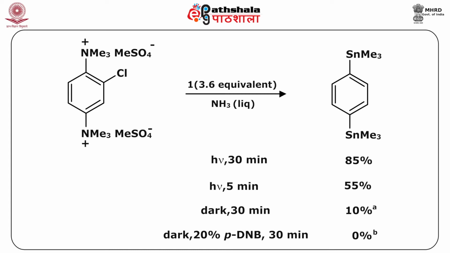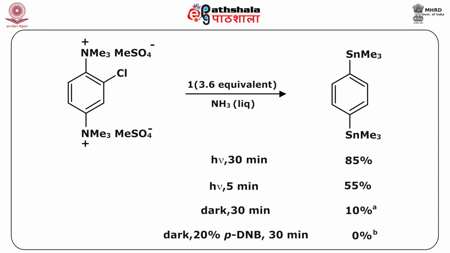Now you can see here the different sets of conditions which we have applied to this substrate. If we photo irradiate it, it takes only 30 minutes and the yield is 85%. However, if we irradiate it for only 5 minutes, the yield is 55%. So notice the time of irradiation is also important here. When you increase the irradiation time from 5 minutes to 30 minutes, that is 6 times, the reaction yield increases from 55 to 85%.